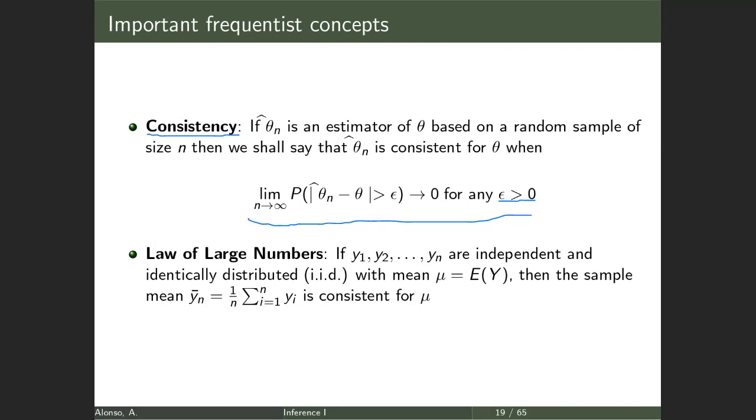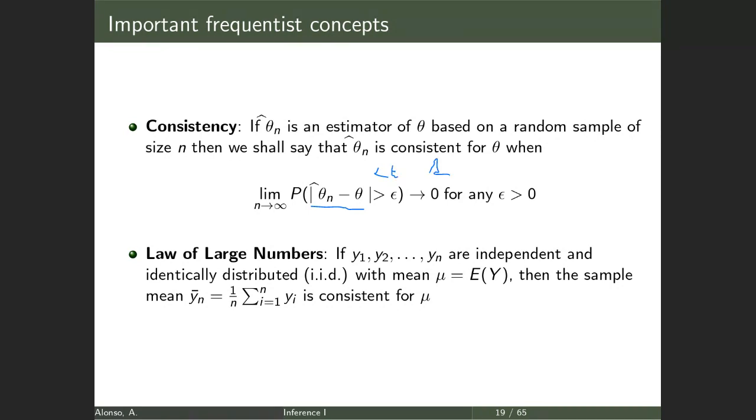My estimator is going to be consistent if, when my sample size increases to infinity, the probability that my estimator will be far away from the true value by an amount larger than epsilon, that probability becomes 0. So essentially, you can also write this in another way: the probability that this distance is smaller than epsilon, that will go to 1.